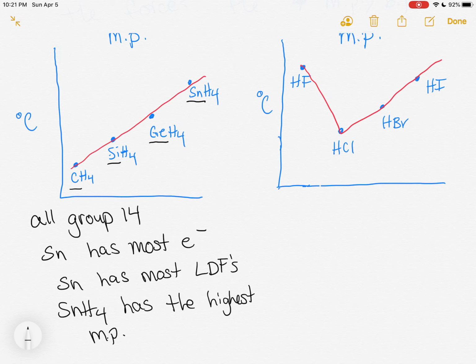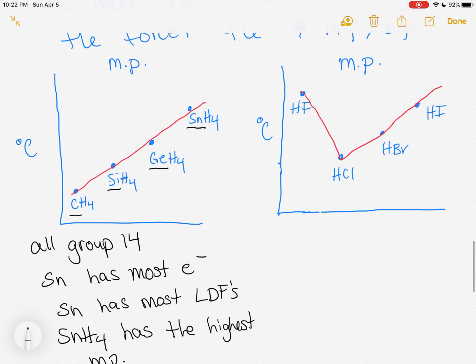Okay, so since the tin tetrahydride has many more electrons than the germanium, which has many more electrons than the silicon, which has many more electrons than the carbon, it has the most LDF forces because it has the most electrons, and that's why its melting point is actually the highest in comparison.